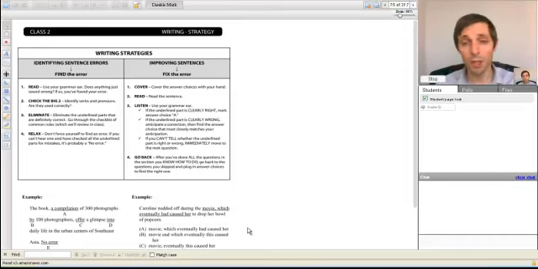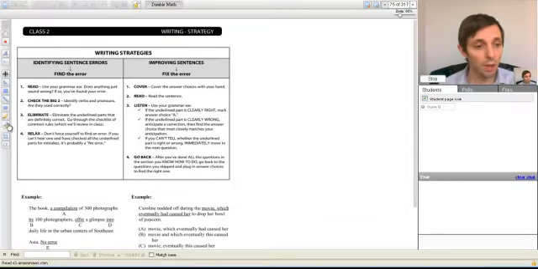Here's how to teach the basic writing strategies. These are the grammar questions on the SAT. Notice that we lay out both strategies, identifying sentence errors and improving sentences. And it's really key to make sure that students take hold of these strategies.